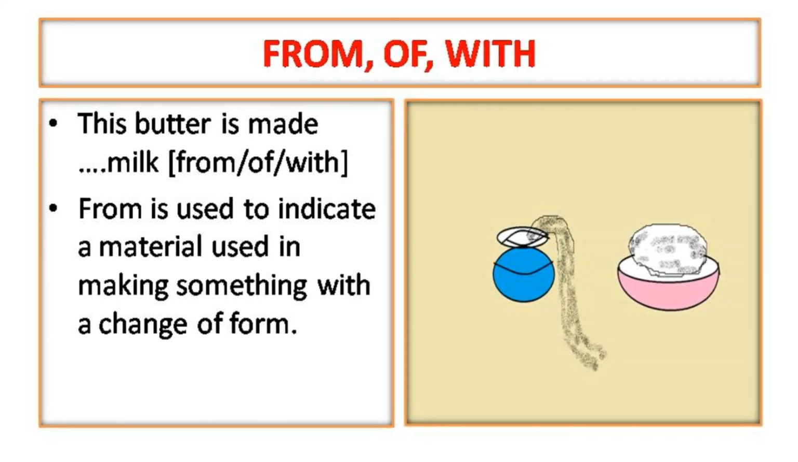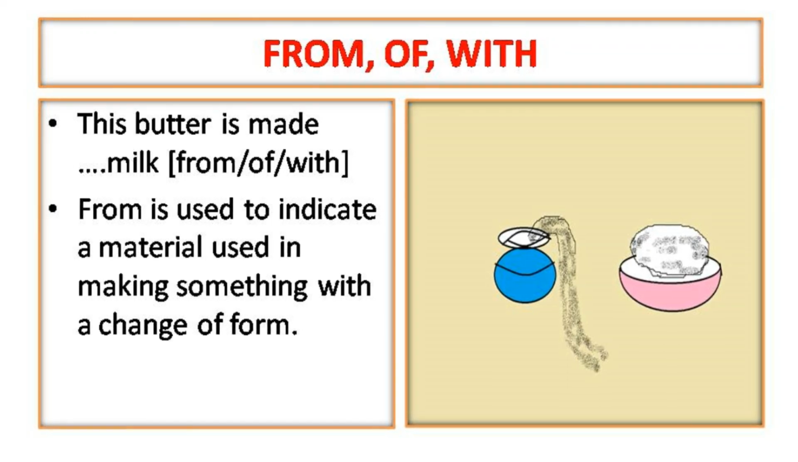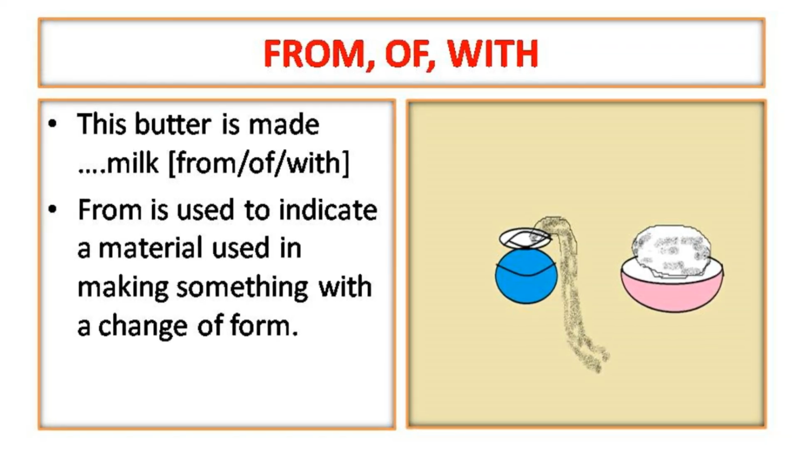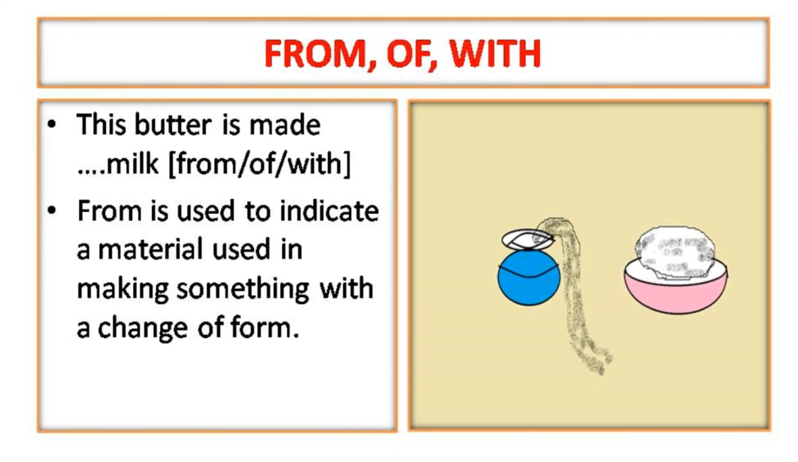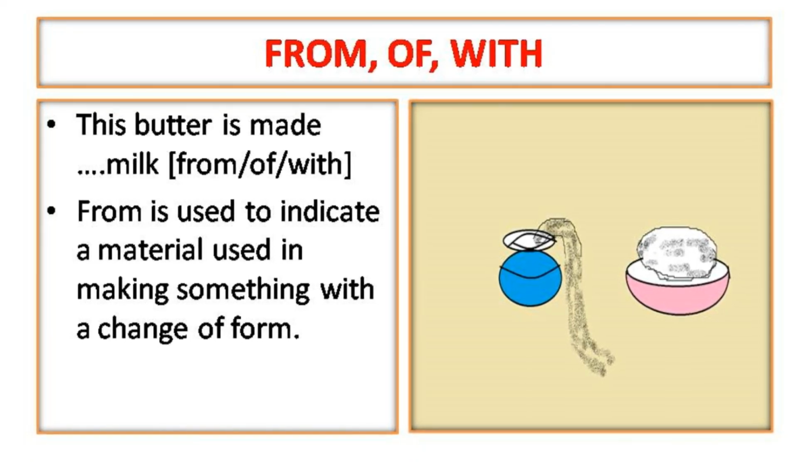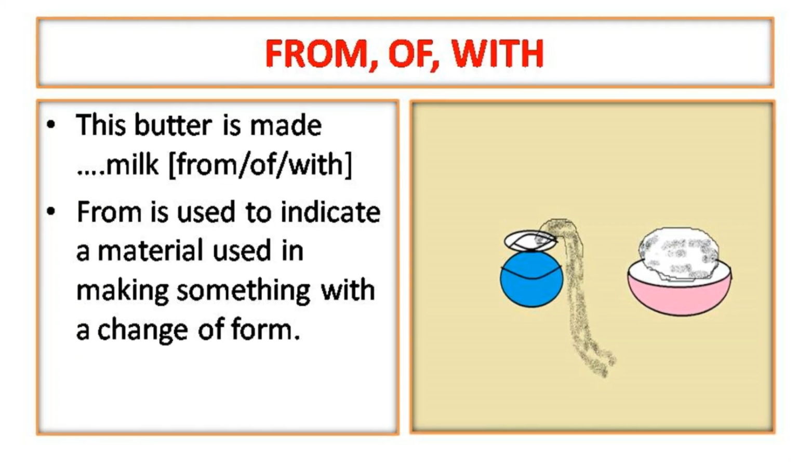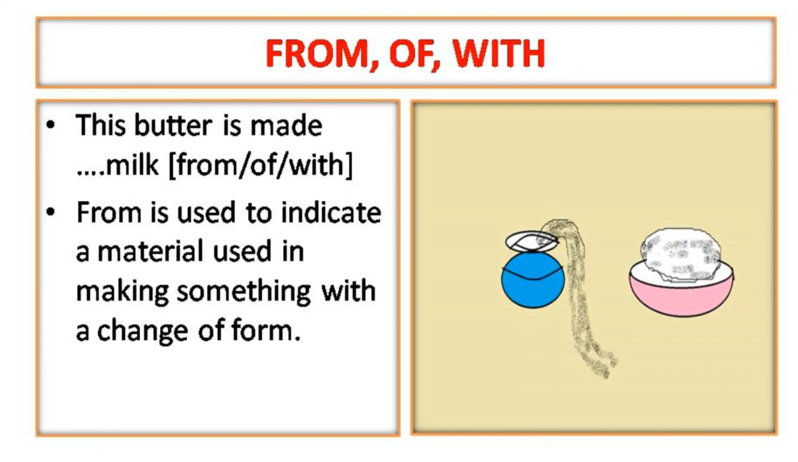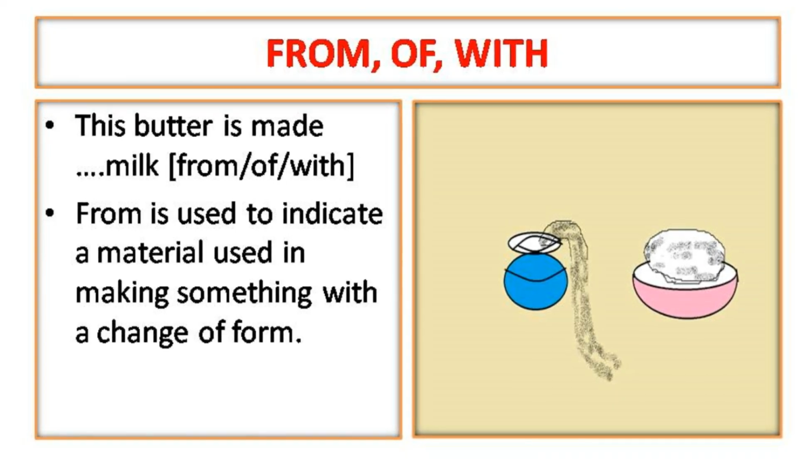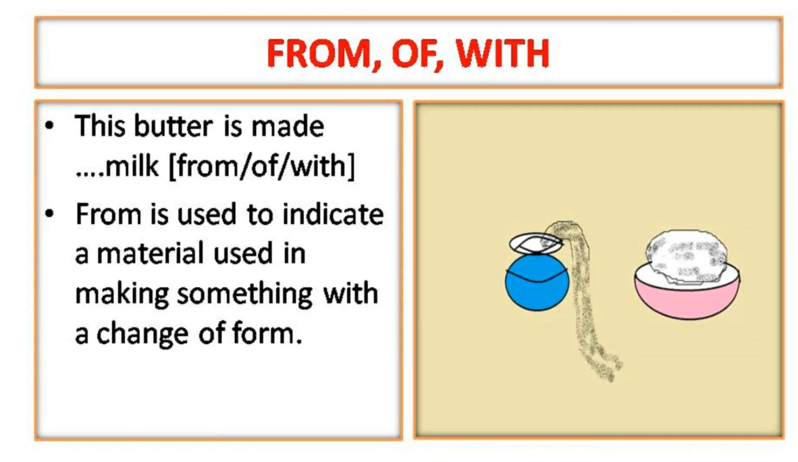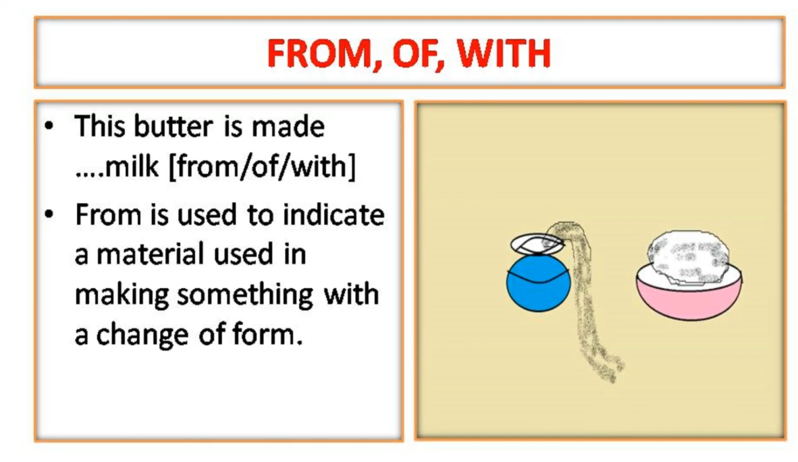From, of, with. This butter is made dash milk, from milk, of milk, with milk. From is used to indicate a material used in making something with a change of form.